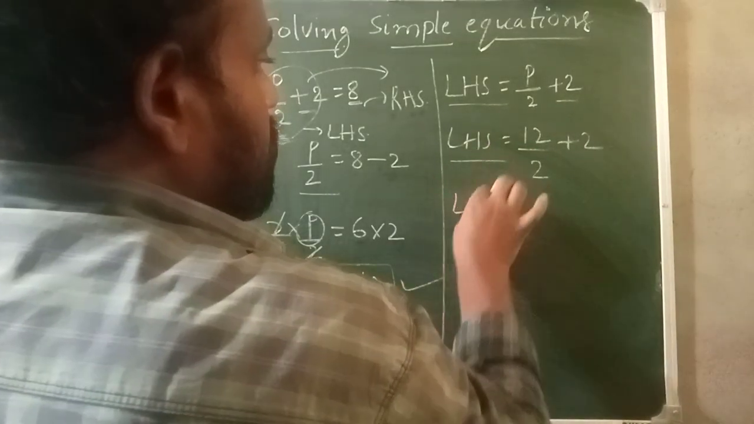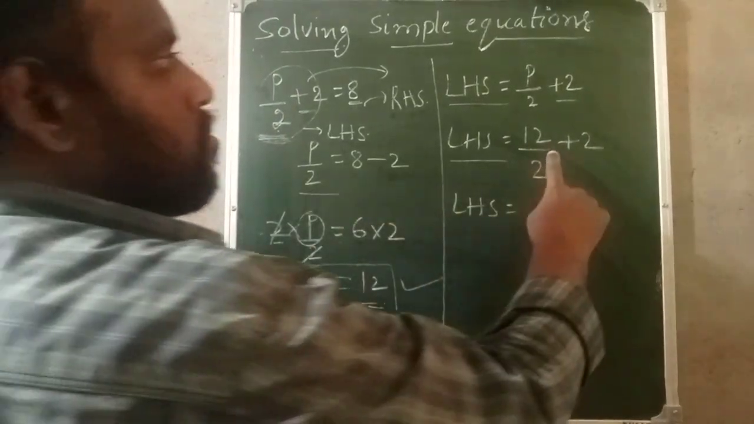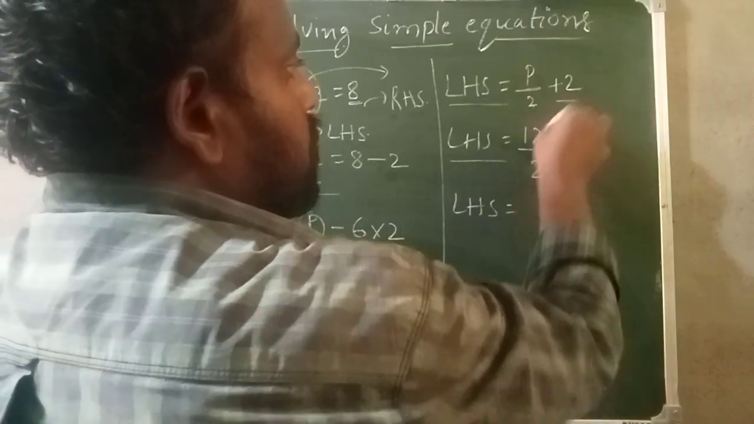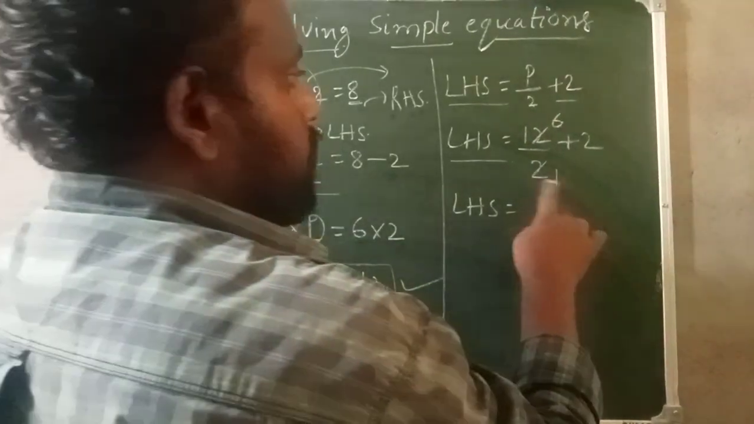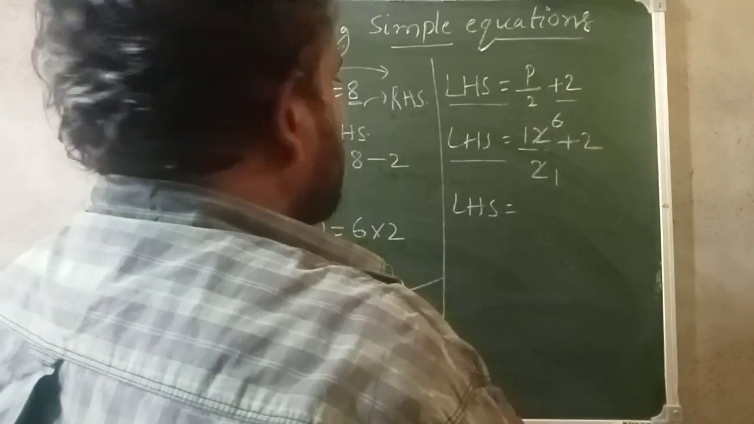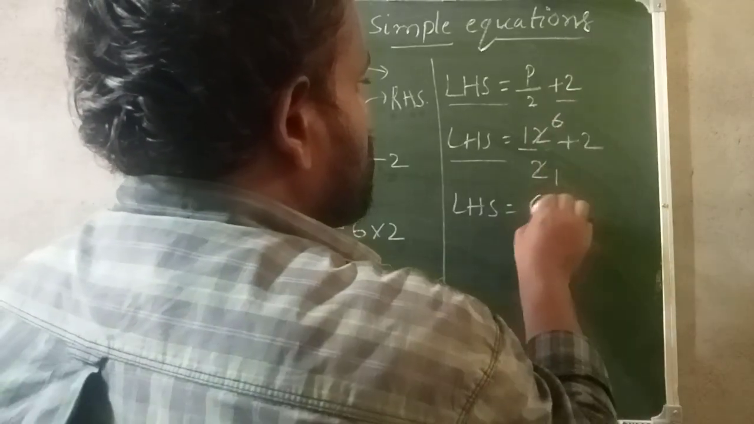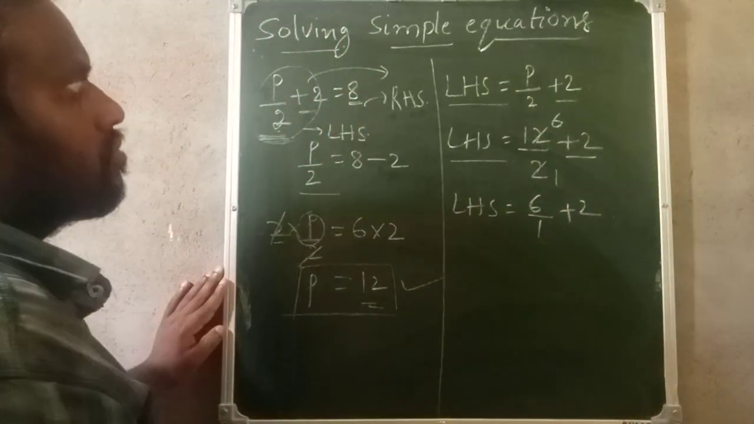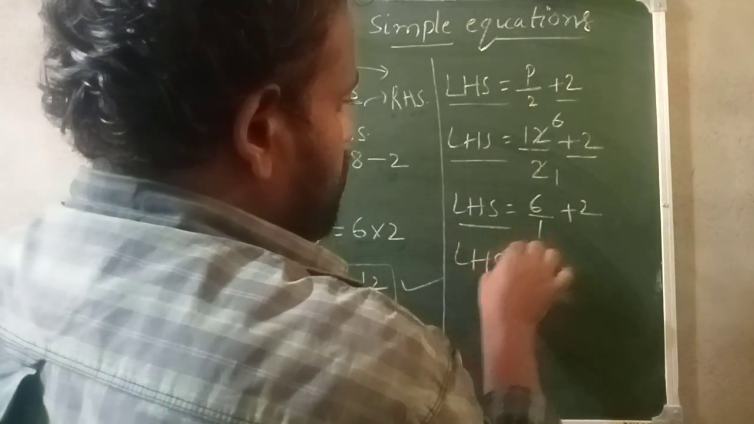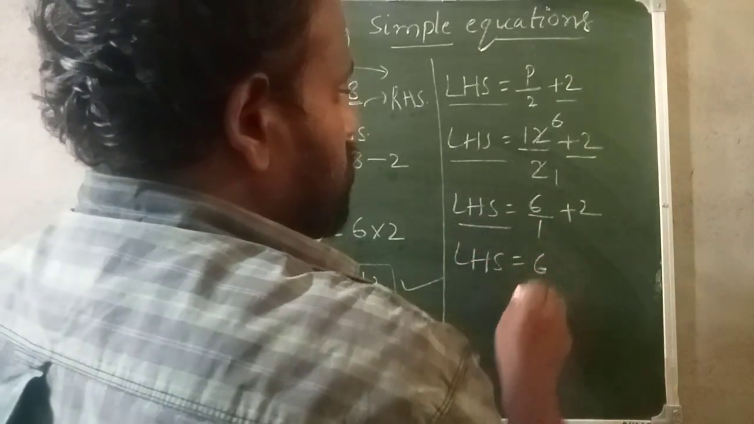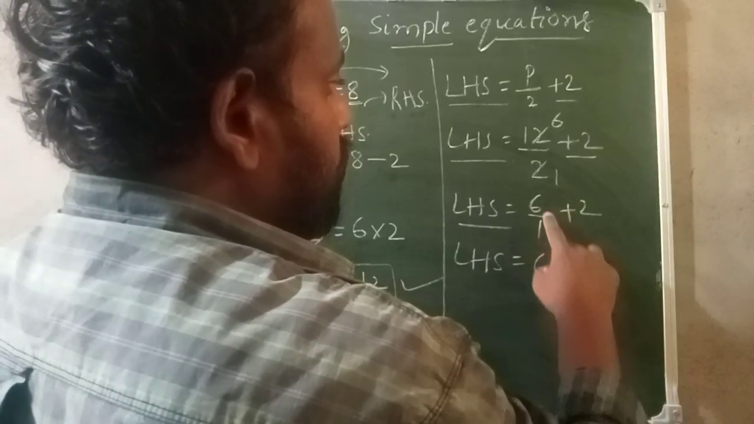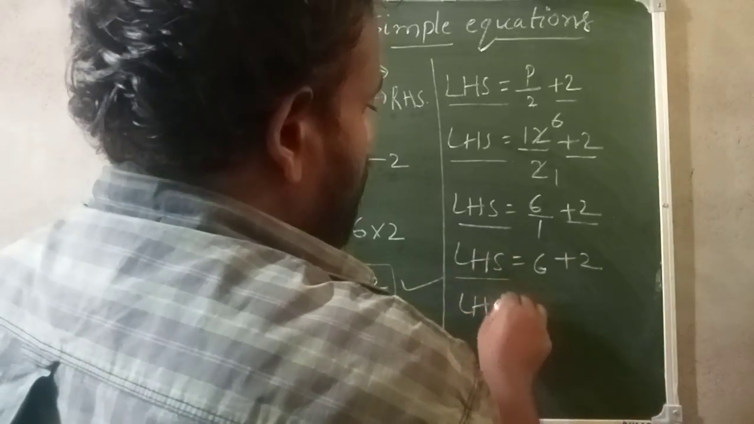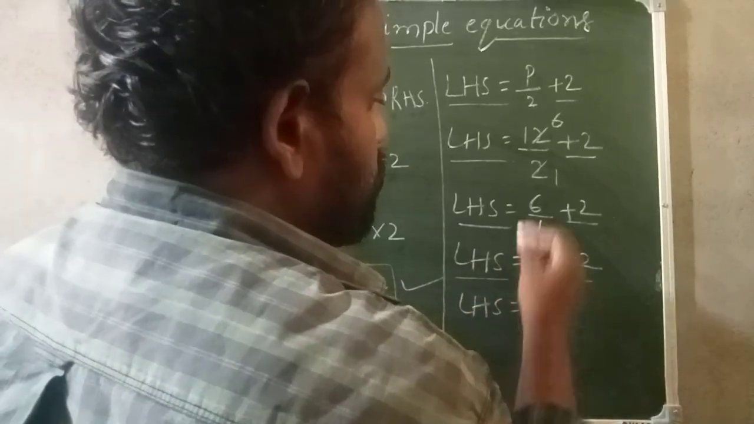Next write LHS is equal to, and we will simplify this. 12 by 2, that means 12 divided by 2. 2 ones are 2, 2 sixes are 12. So what is left is 6 by 1, plus 2. Next step, LHS is equal to 6 by 1 is 6, because any number divided by 1 gives the same number, 6. So plus 2. Next step, LHS is equal to 6 plus 2 is 8.